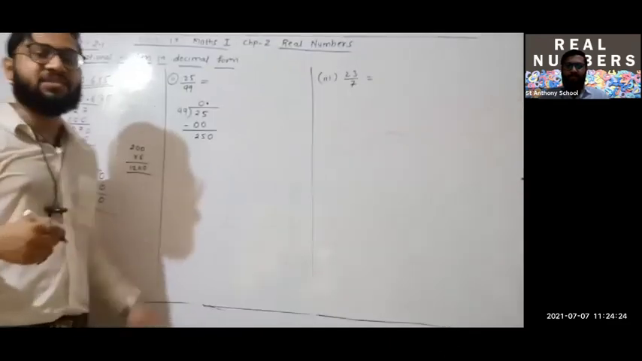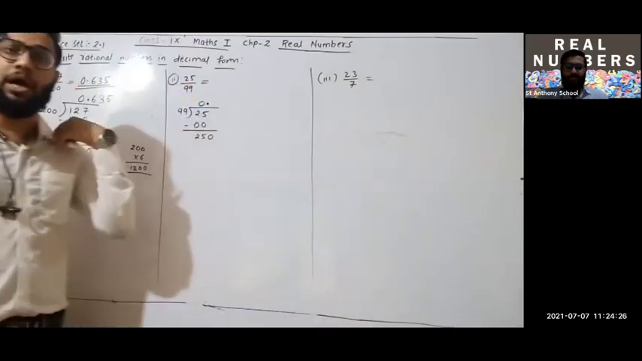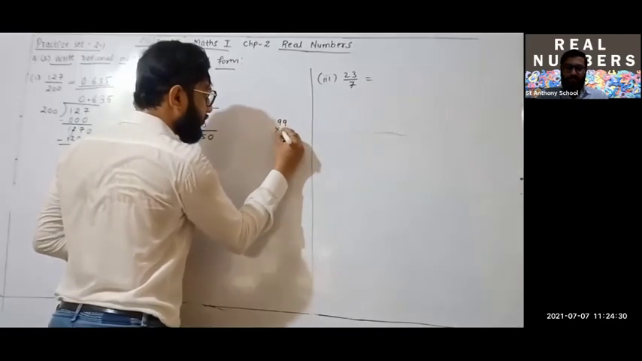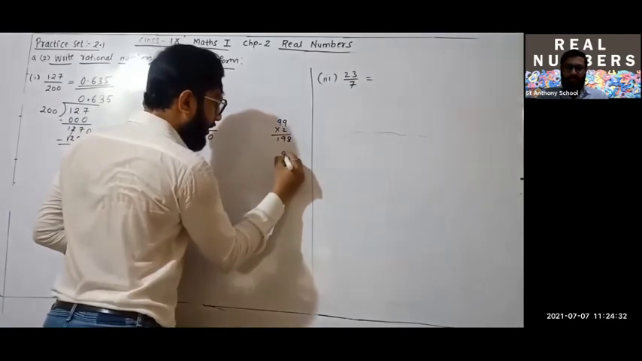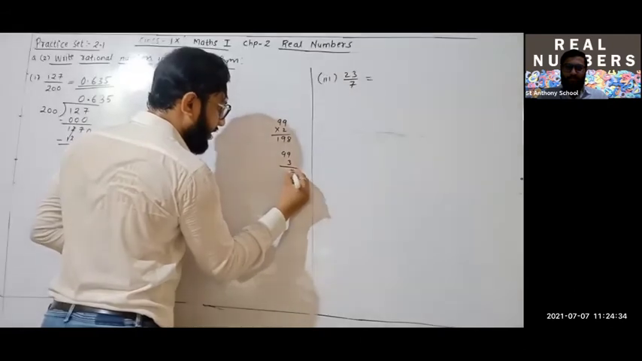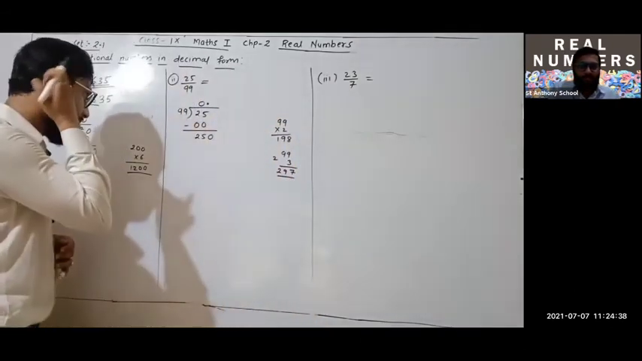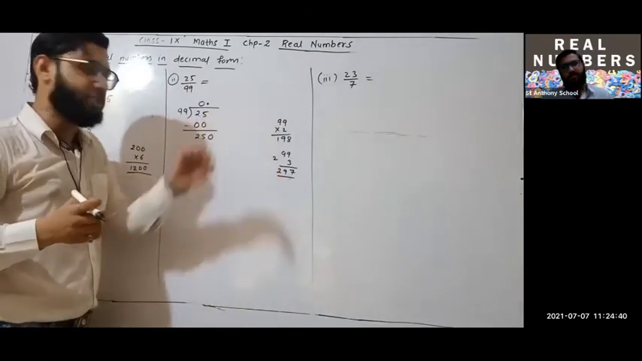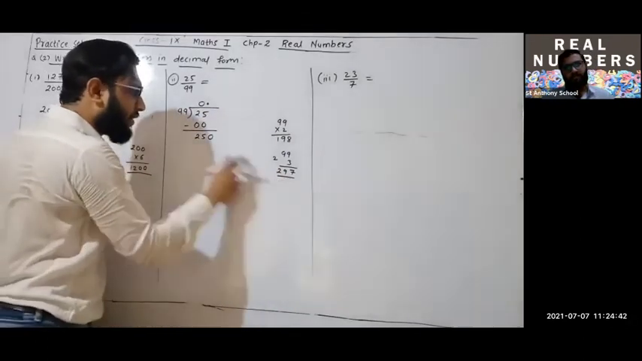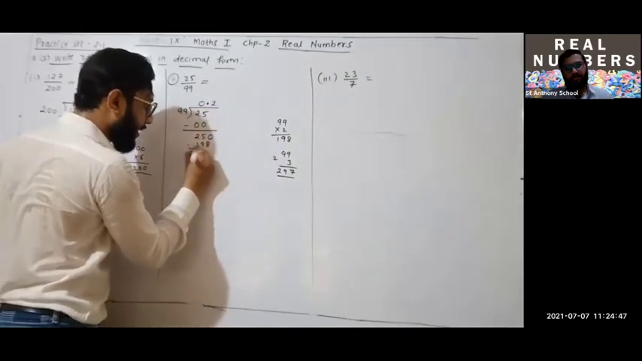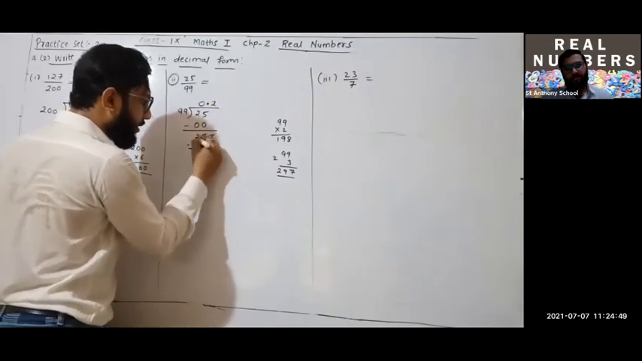Okay. 99 ones are 99. 99 twos are 198. See here. 99 twos are what? 198. And what about 99 threes? 9 threes are 27, and 27, 28, 29. 297. Okay, so I have found out some multiplication. So 297 we can't take because it is a larger number. So you have to take twos are 198, minus. Okay, subtract it. Here it will borrow.